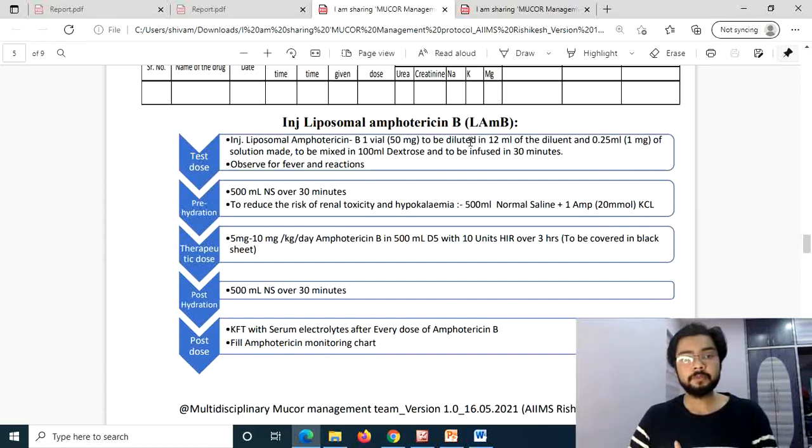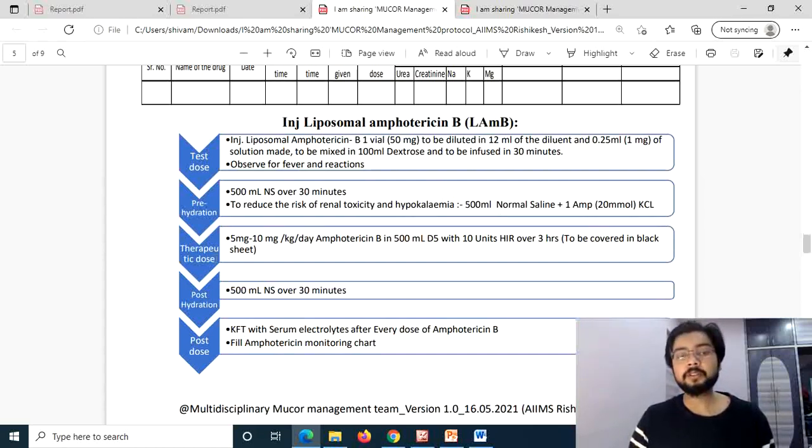Then you will observe for reaction, observe for fever. If everything is okay, you will move to the next step. Next step is prehydration. Before giving amphotericin B, you have to take care of the kidneys, right? So you will prehydrate the patient, 500 ml of NS over 30 minutes to reduce the risk of renal toxicity and hypokalemia. 500 ml of NS with 1 ampoule of KCl, that is 20 millimole. Very, very important.